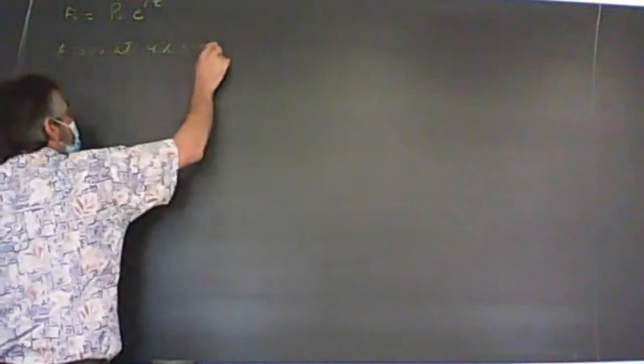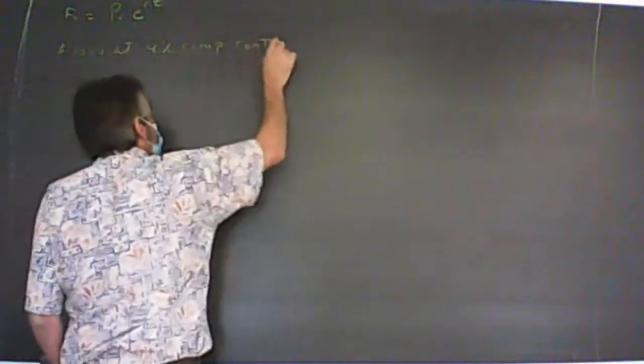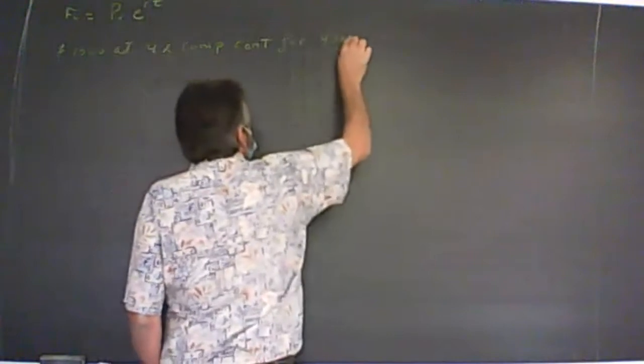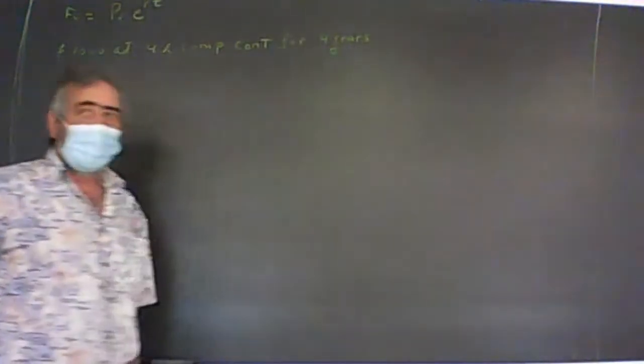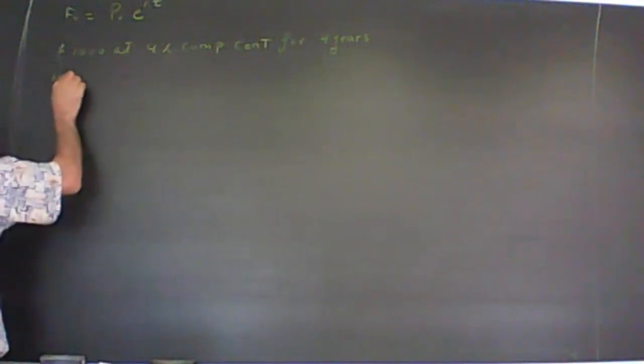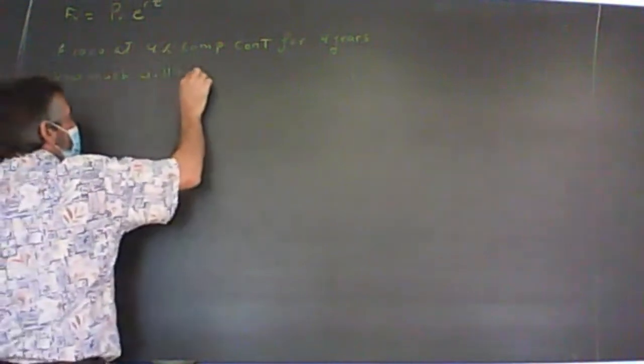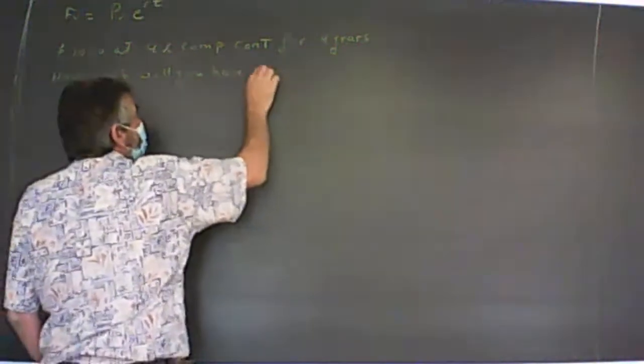So let's go ahead and do an example on this one and move on. So suppose you deposited $1,000 at 4% compounded continuously for a period of 4 years. The question is, how much money will you have in 4 years?